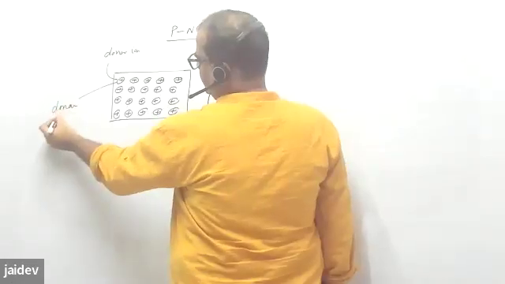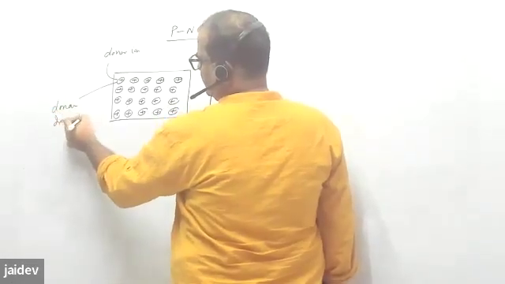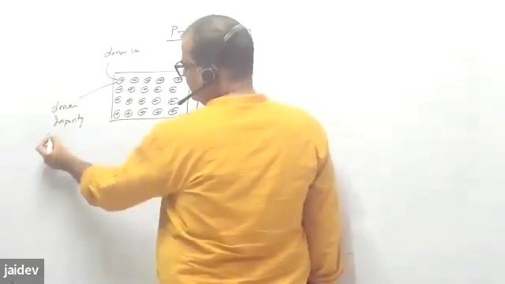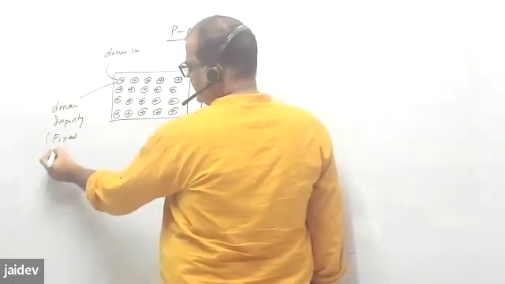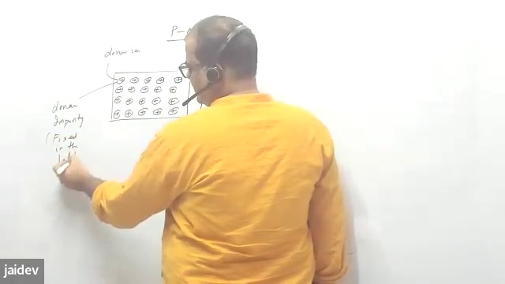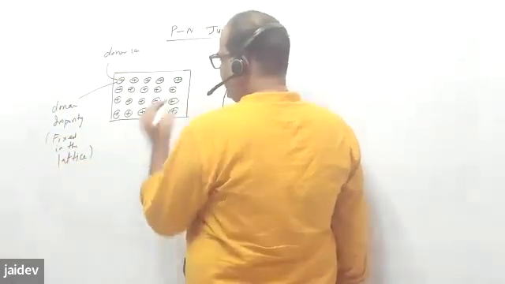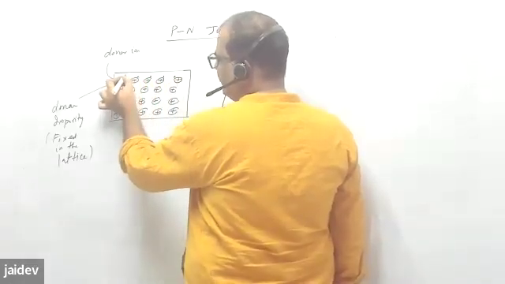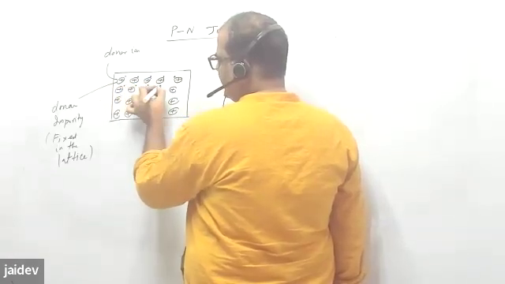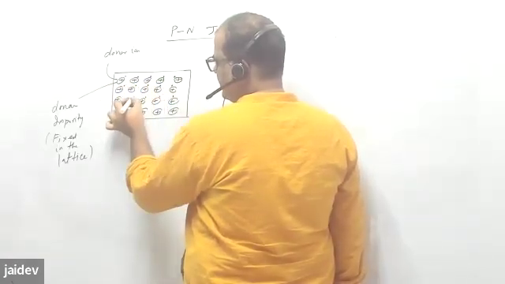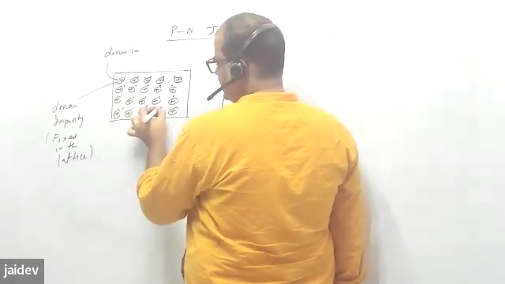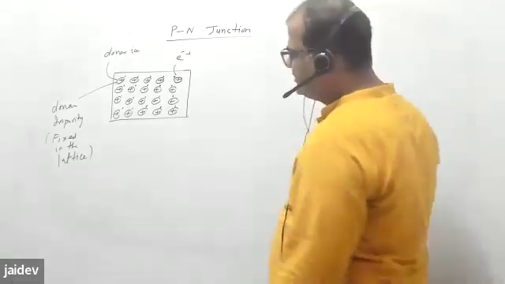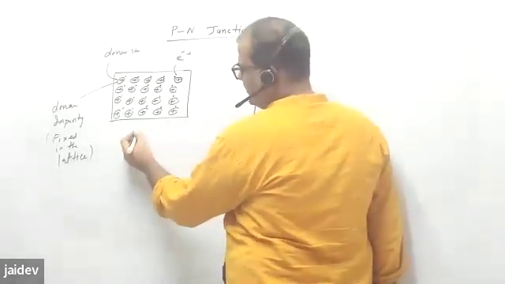Donor impurity. These are the lattice points, atoms fixed in the lattice. They all have some electron which they can release, and they will become ionized only after releasing it. But it is loosely bound, so I can represent it like this. These are electrons, loosely bound electrons. And this is the schematic representation of an n-type material.